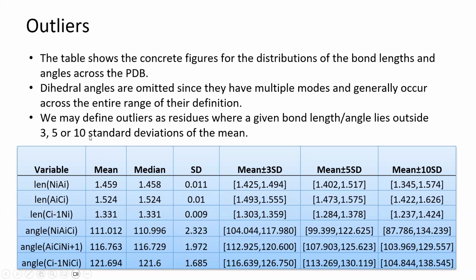But we can define outliers in a number of ways, and the way that we've chosen to do it here is to consider the standard deviation of these distributions. So we've got mean, median, which is generally roughly identical to the mean, showing that these are quite symmetric distributions. We've got pretty small standard deviations in general. So we can define ranges based on the mean plus or minus either 3, 5, or 10 times the standard deviation.